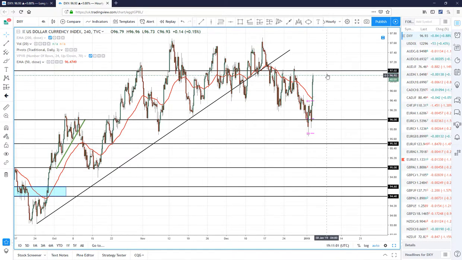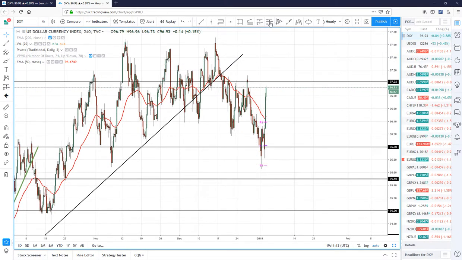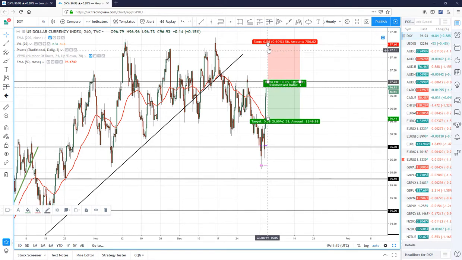So we get to 97, I'll be looking to see what it actually does. You might find that a euro dollar short may come up if you see this actually form a nice pattern here. So this is what I'm looking for now, a good value entry here, and this is where I would like to short the US dollar. You can get something like this here.